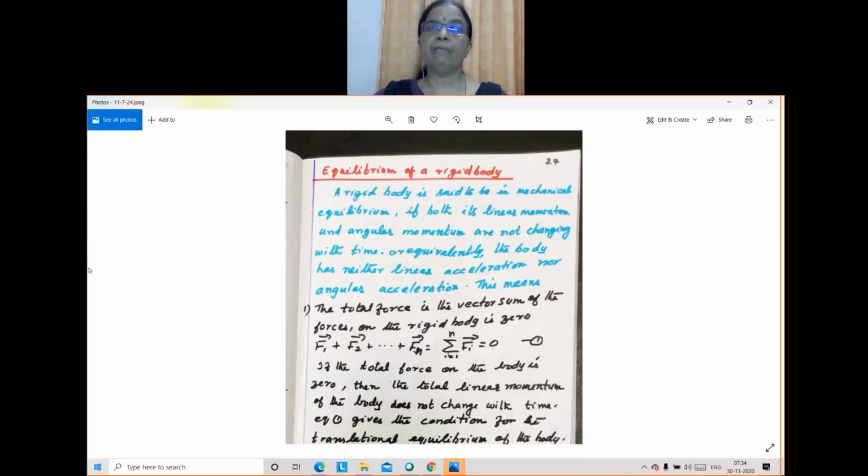Equilibrium of a particle we have studied. Abarna, can you tell what is meant by equilibrium of a particle? We have studied it. Now we have to extend it to the system of particles. Equilibrium of a particle. Manu, tell.